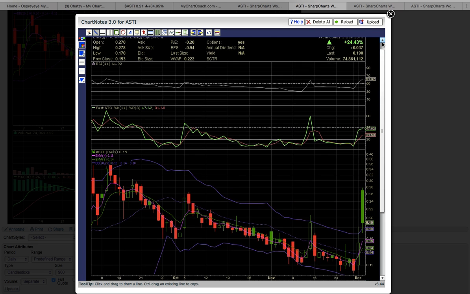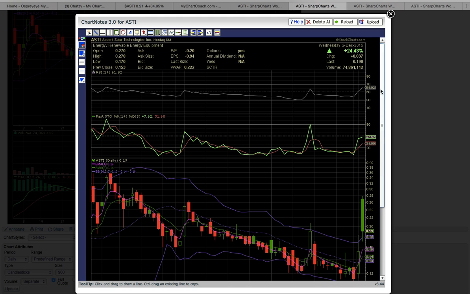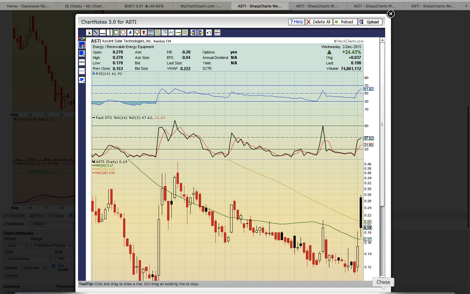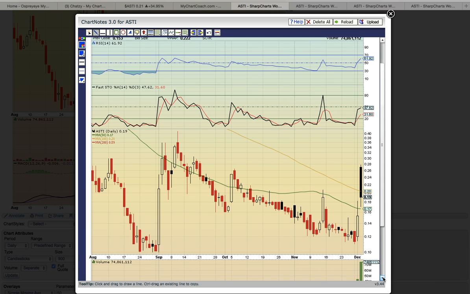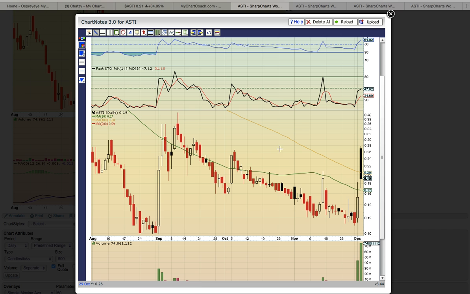If you look up here at Stochastics and RSI, RSI is between 50 and 70 and in the bull zone. RSI is down here at 47.62. The bull zone is between 50 and 80. So both of these indicators are showing there's juice to run. That is the one nice thing about the pullback, it lowered these two indicators. ASTI is not overbought, so there is room to run higher. So that's a positive.